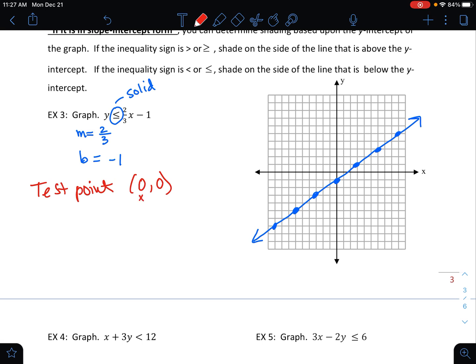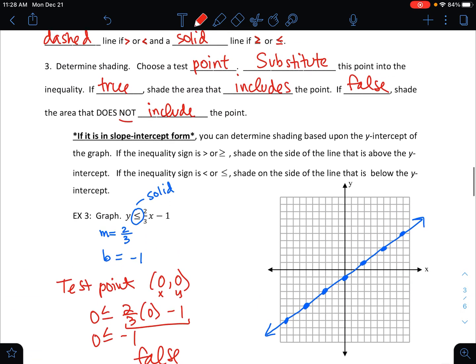So I'm going to go back to my inequality. Let's plug in 0 for x and y, and I'm just going to rewrite it. y is less than or equal to, so 0 is less than or equal to 2/3 times 0 minus 1. I'm trying to decide, is this true or false? So I have 0 over here. Let's do the math. Anything times 0 is just 0. So 0 minus 1 is -1. Is this true or is this false? 0 is less than or equal to -1. No, 0 is bigger. This is false.